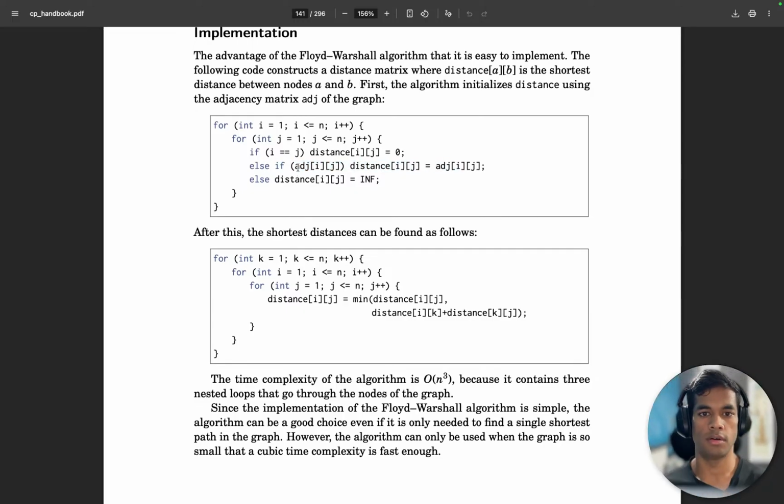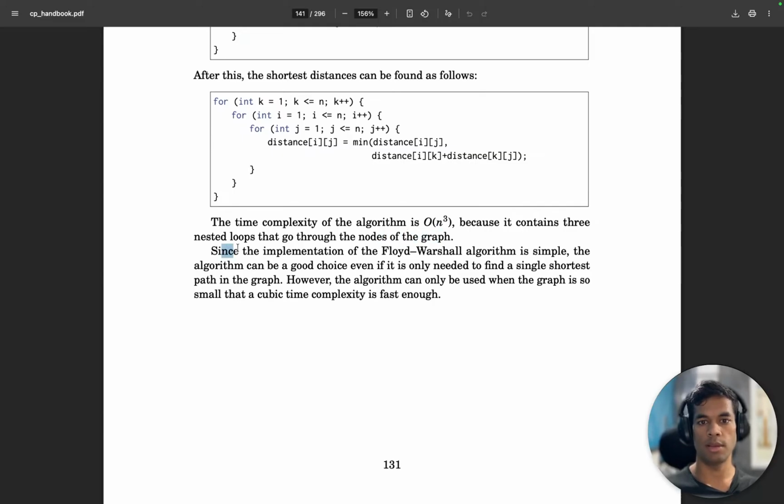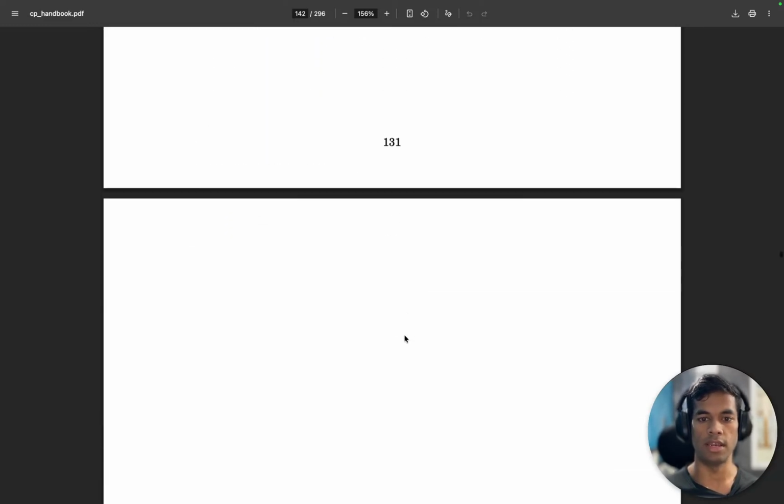Otherwise, else if adj[i][j], if there is an edge between these two, then we say distance[i][j] equals adj[i][j]. Okay, cool. The time complexity of the algorithm is n cube because it contains three nested loops that go through the nodes of the graph. Since the implementation of Floyd-Warshall is simple, the algorithm can be a good choice even if it is only needed to find a single shortest path in the graph. However, the algorithm can only be used when the graph is so small that a cubic time complexity is fast enough, and that was very good.